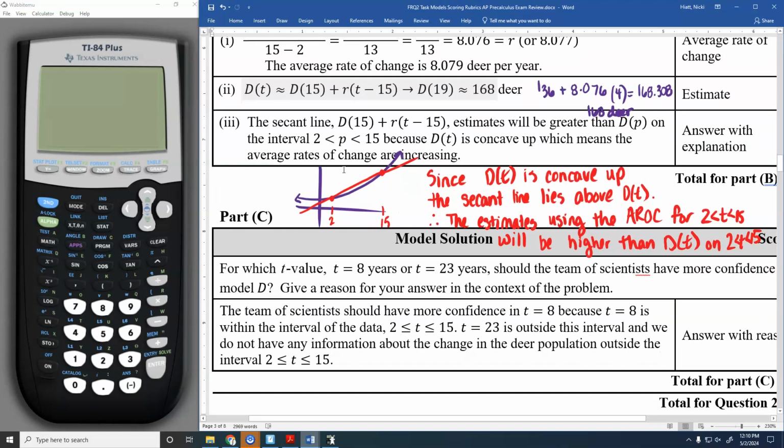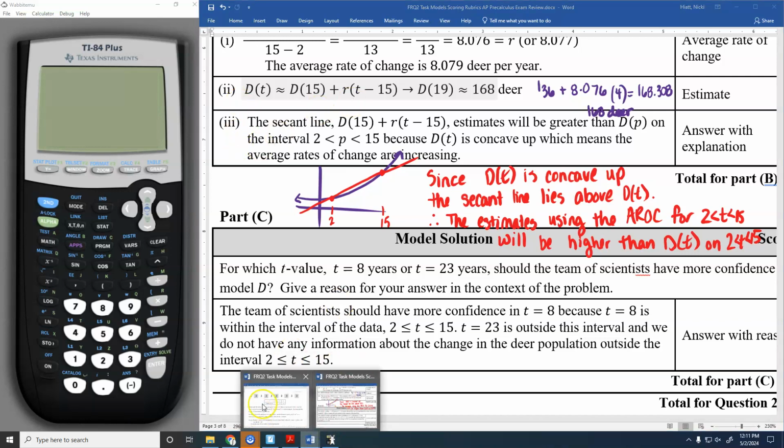And I'm kind of hoping that they'll ask us the question like they ask us in Part C. It asks you which one you're more confident about, predicting at t equals 8 or t equals 23. Whichever one's between the data is the correct one. So t equals 8 is between 2 and 15, which is where your data is at. So it is going to give you a better prediction than something outside of that range. I think those are easier than the other ones that they ask. Part C. Okay, questions?